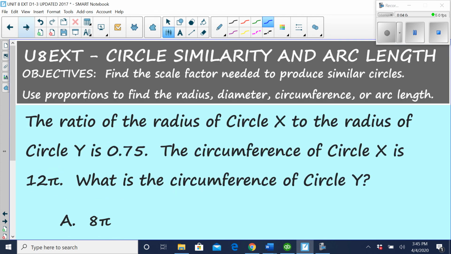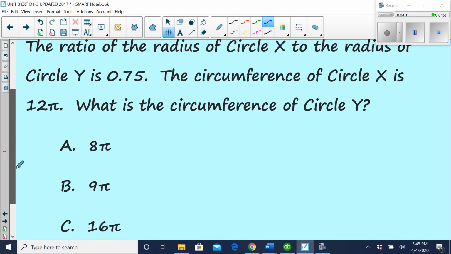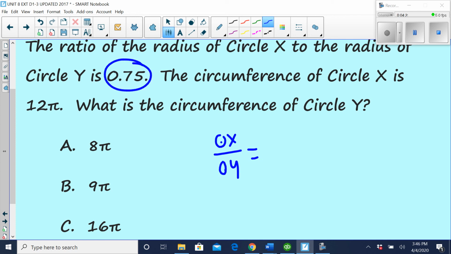Okay. The ratio of the radius of circle X to the radius of circle Y is 0.75. The circumference of circle X is 12 pi. What is the circumference of circle Y? So once again, comparing circle X over circle Y, they gave us a scale factor of 0.75. Now 0.75, remember that's just going to be 3/4 as a fraction. Okay, so I can start with 3/4. The circumference of circle X is 12 pi. I can put 12 pi on top.